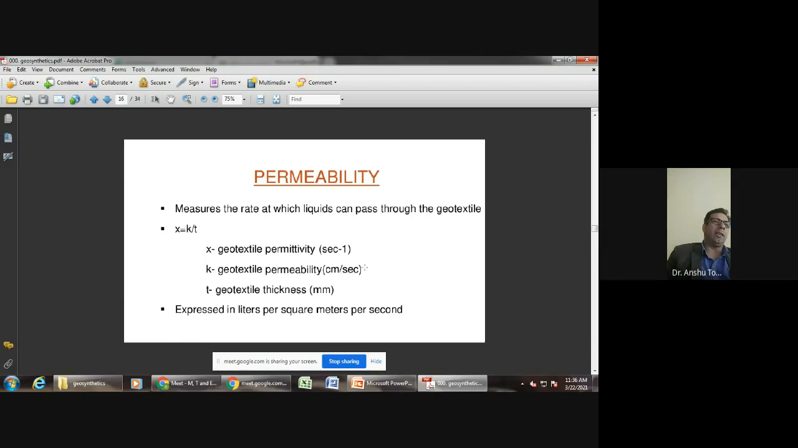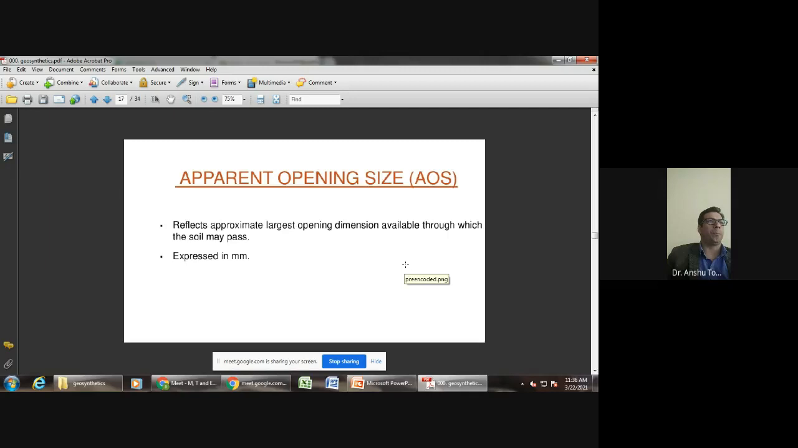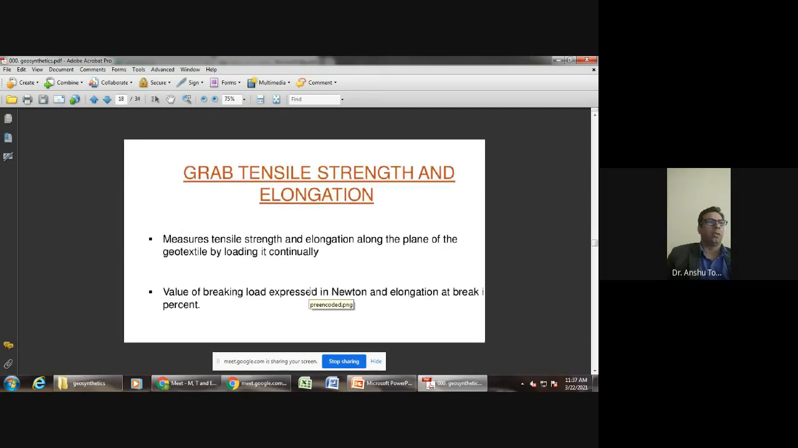It is centimeter per second minus thickness. So these are some of the factors which are going to be influenced also. Apparent opening size, largest opening dimension available through which the soil may pass. This is important. Tensile strength.